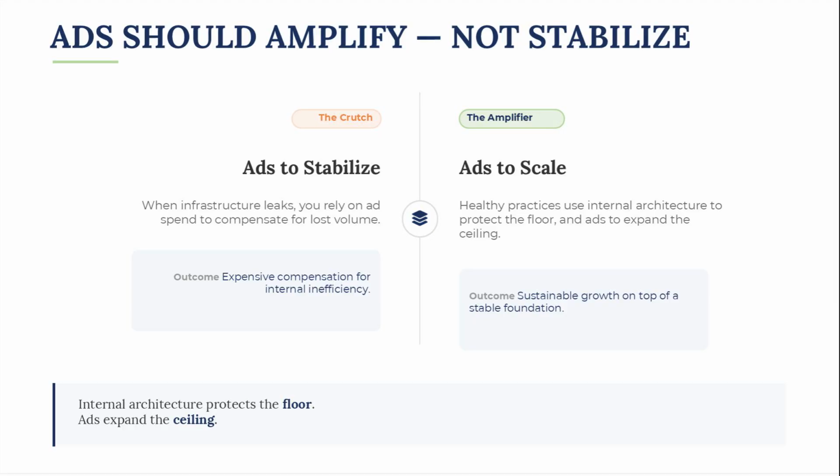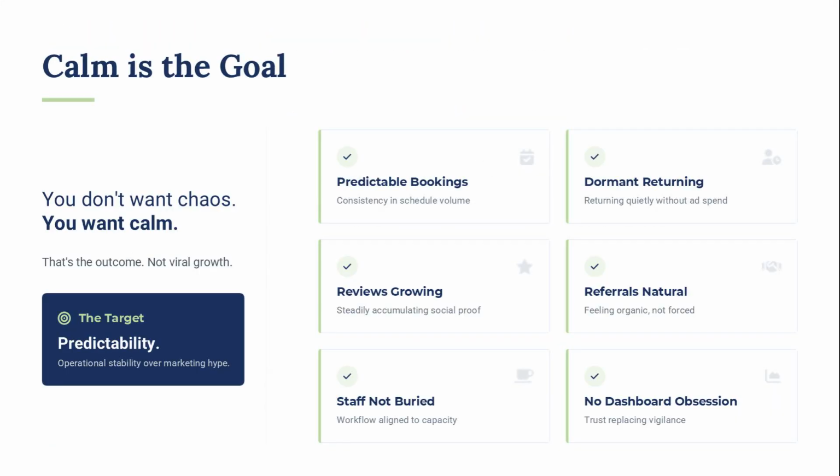And once that becomes clear, the role of marketing shifts. It stops carrying the burden it was never designed to carry. And that changes how the system performs as a whole. At this point, it's important to clarify the outcome.